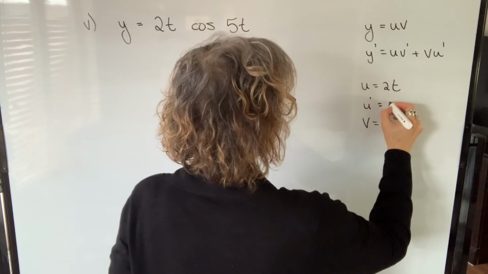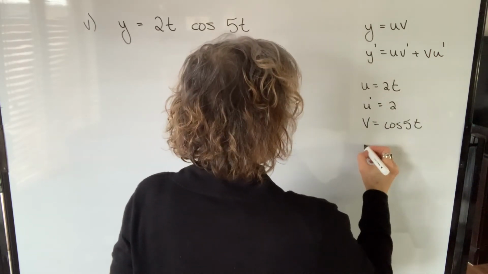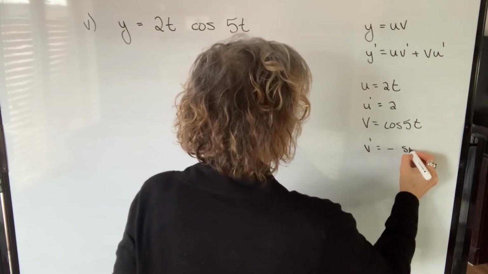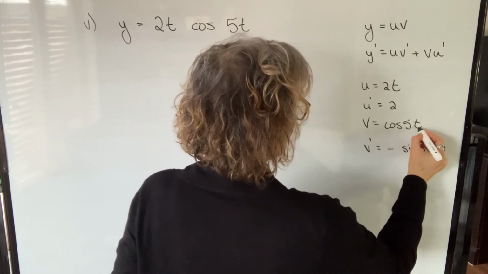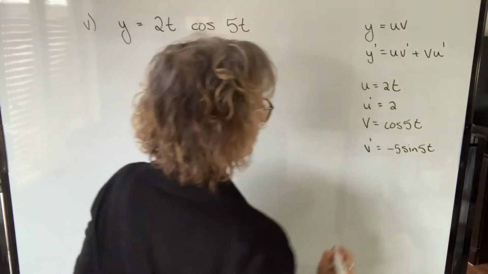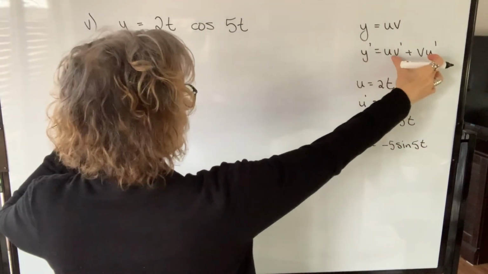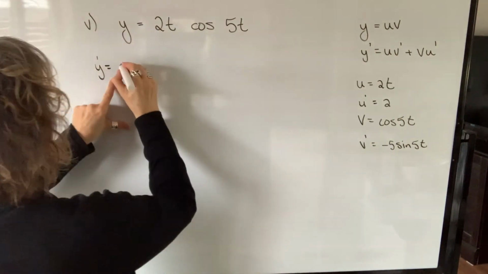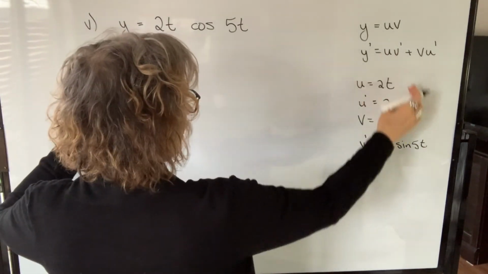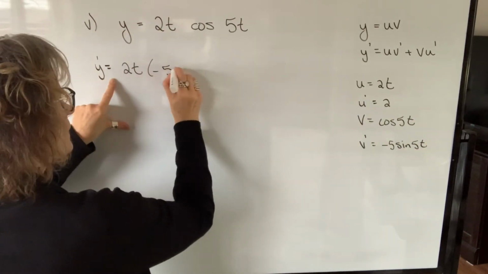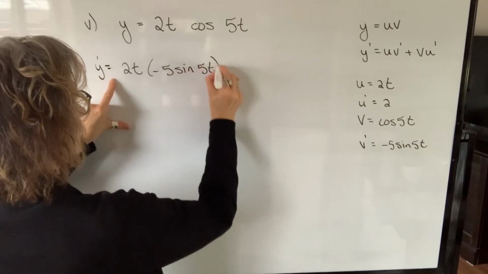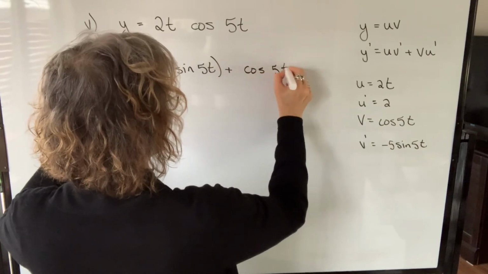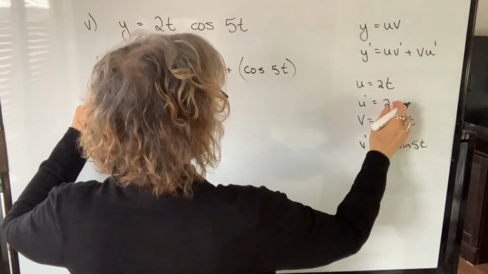So u prime will just be the derivative of 2t, which is 2, and v prime will be the derivative of cos of 5t, which will be negative sine of 5t, times the derivative of 5t, which is 5, and I'm just going to write that out front. In finding the derivative, I plug into my rule, which says the derivative of a product will equal u, which is 2t, times v prime, which is negative 5 times the sine of 5t, plus v, which is cos of 5t, times u prime, which is 2.